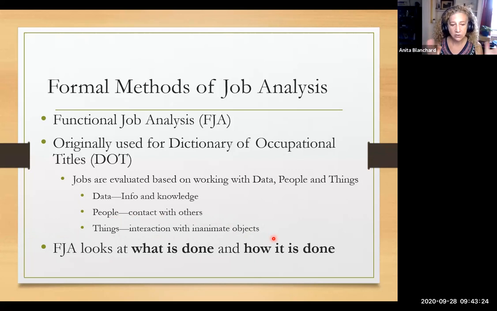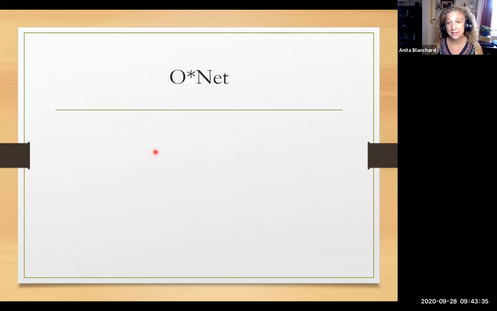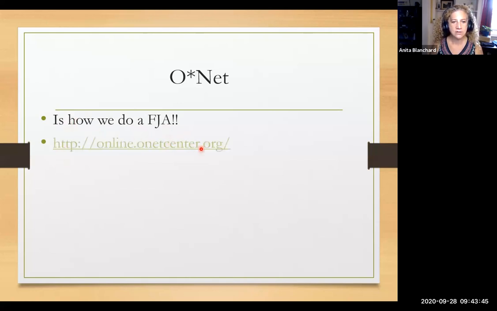The reason I scooted through that is that we no longer worry about going to the library to find the Dictionary of Occupational Titles. Now we get to go to ONET. I'm going to take you there in a second. This is how we do a functional job analysis. It is this link right here, and we can look at the data it collects. It gets lots of good information.